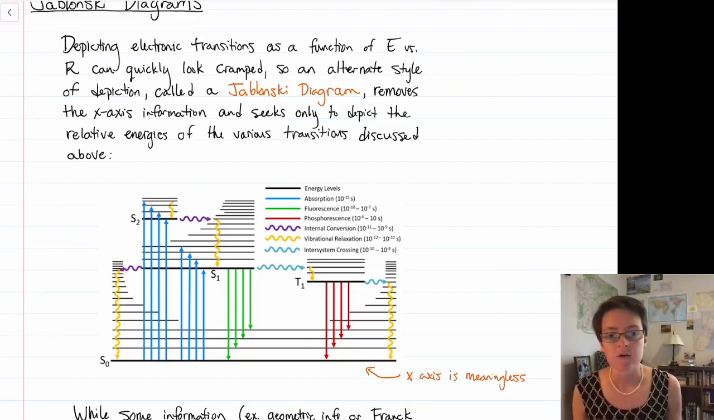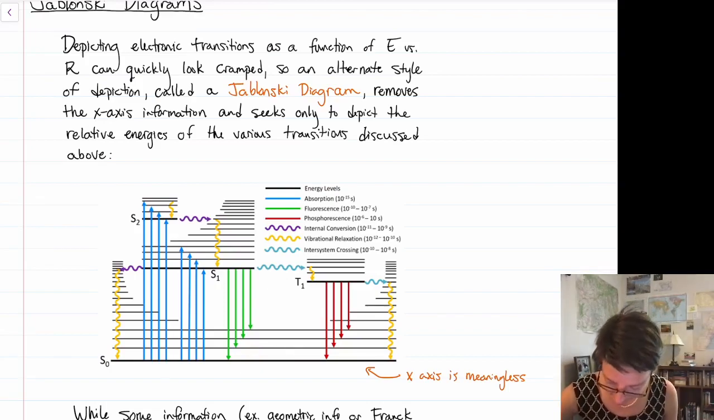Similarly, for all of the different states that are shown on the Jablonski diagram, the length on the horizontal axis of these states doesn't mean anything. It's just there for aesthetic purposes, so we can show all the transitions without overlapping lines. The y-axis, however, is still meaningful. It represents energy.